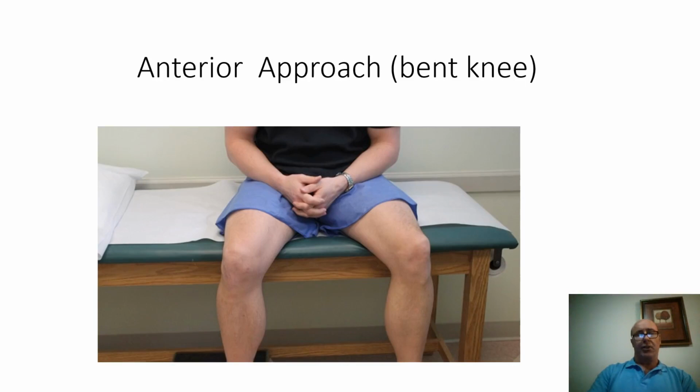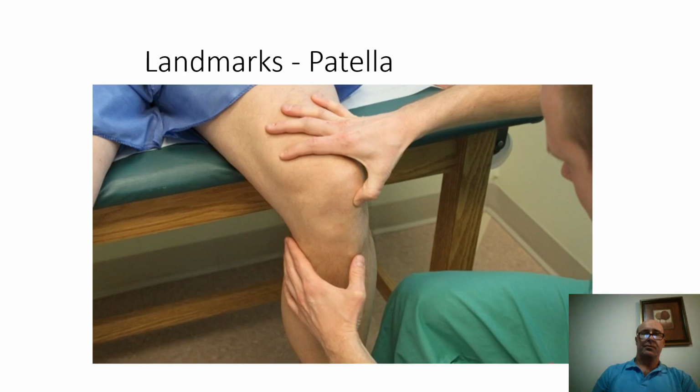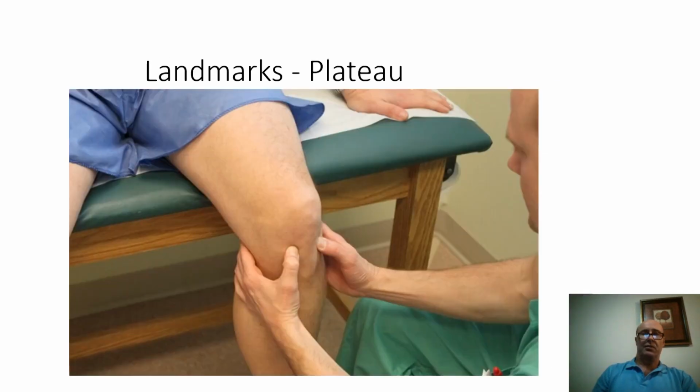A very suitable alternative to the patient supine is the patient sitting on the side of the bed in a relaxed position like that. It's probably slightly less reliable, but in obese patients it can be easier, sitting with the knee at 90 degrees flexion. Palpate the bony landmarks, palpate the patella and the tibial tubercle. Put your thumbs on each side of the patellar tendon to appreciate the tibial plateau. That's the edge of the knee joint.